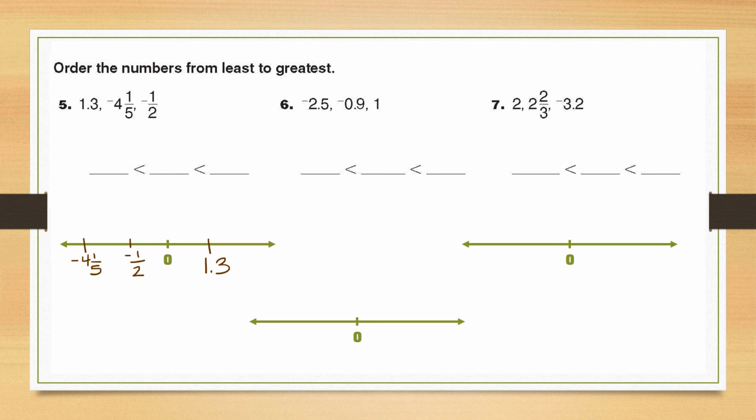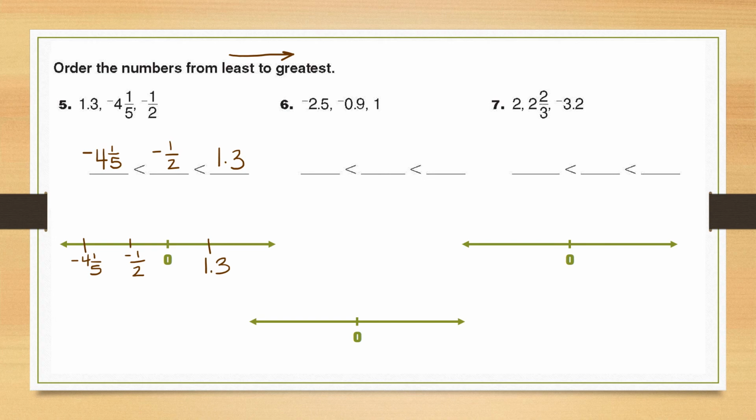Because they would like us to write from least to greatest, we are going to write our numbers from left to right. -4 and 1/5 is the least of these numbers, followed by -1/2, and then 1.3.